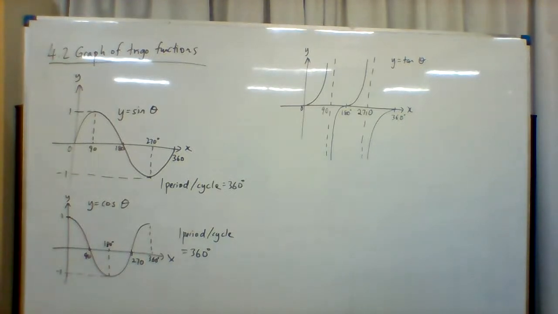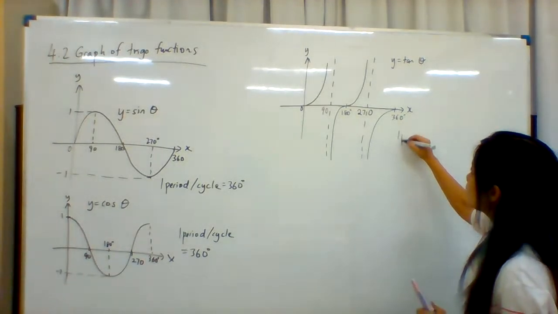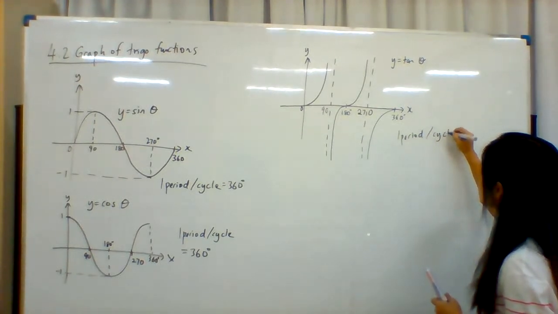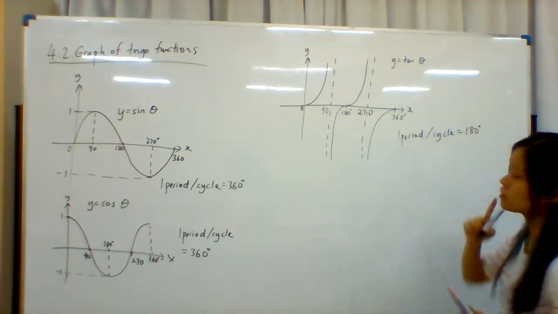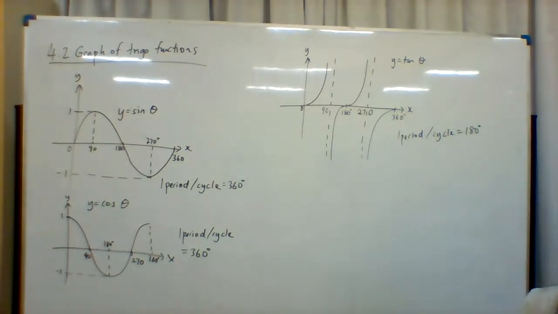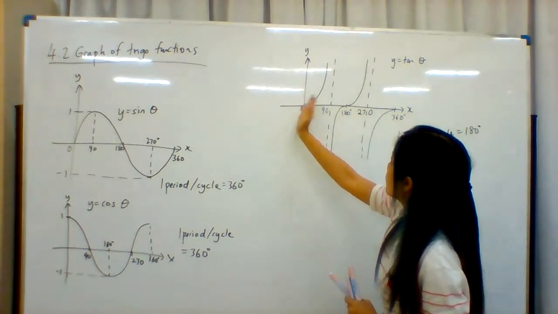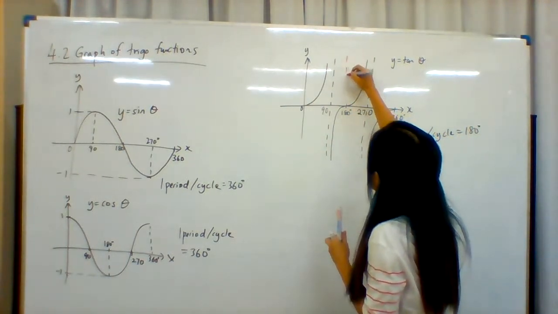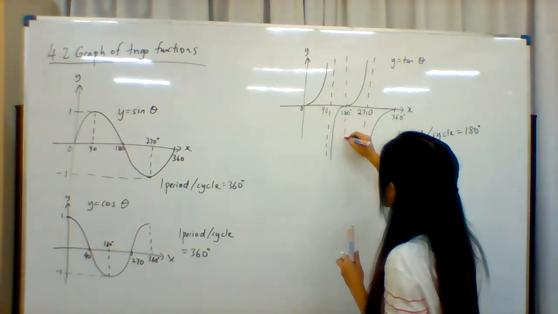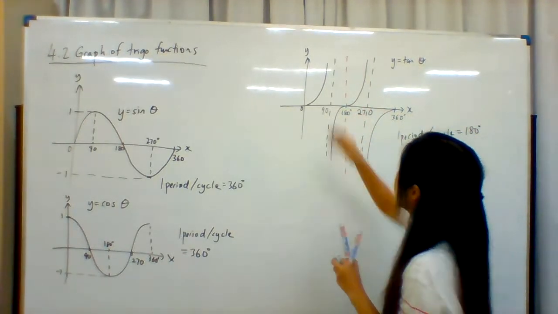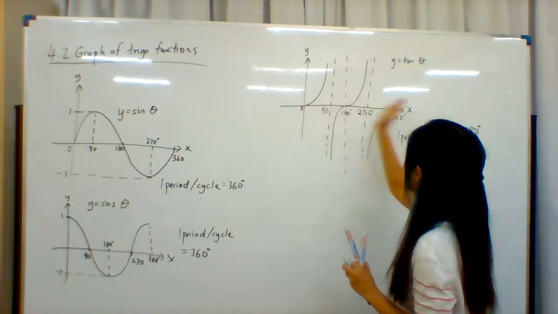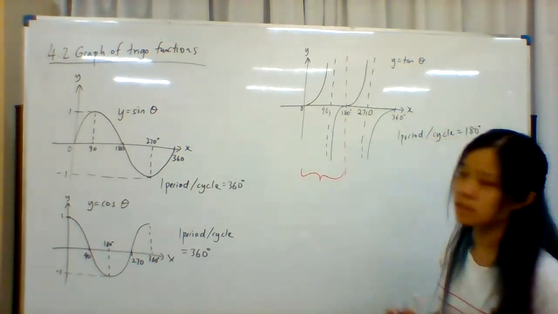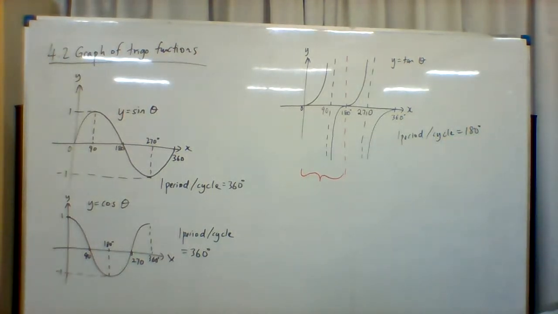If you look at your tangent graph, one period or one complete cycle is 180 and not 360. Because if you look at this graph, 1, 2, and then if I draw a line here, you can see this curve, this curve, this curve, this curve. So actually one complete cycle is only 180 degrees and not 360.